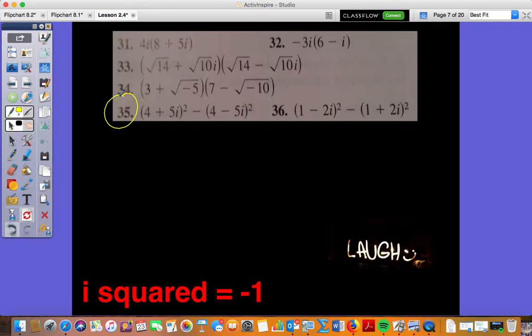Good, and it doesn't mean that it's just 4 squared and 5i squared, right? That's what a lot of people do. We're actually going to have to FOIL this out: 4 plus 5i times 4 plus 5i. It's a little bit of a process, but you know the process, you'll be fine. So what does that distribute to?